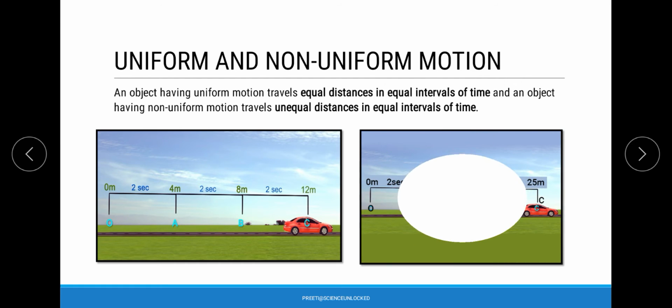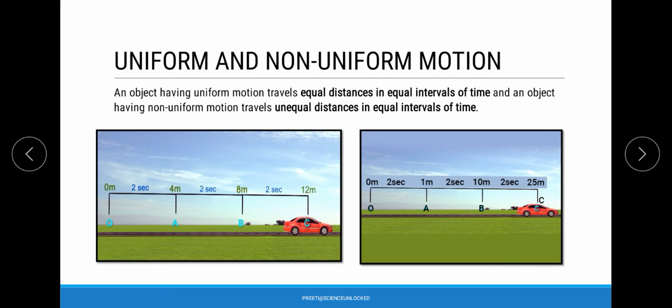On the other hand, the next example is an example of non-uniform motion. The reason being, in the first 2 seconds it is covering 1 meter, in the next 2 seconds it is 10 meters overall, so there's a difference of 9 meters, and in the next 2 seconds there is a difference of 15 meters. So with every time duration, the interval of time is constant, but the change in distance is not constant. That kind of motion is known as non-uniform motion.